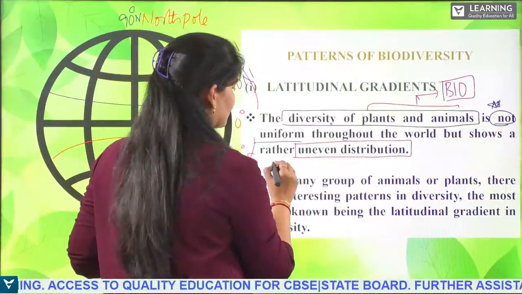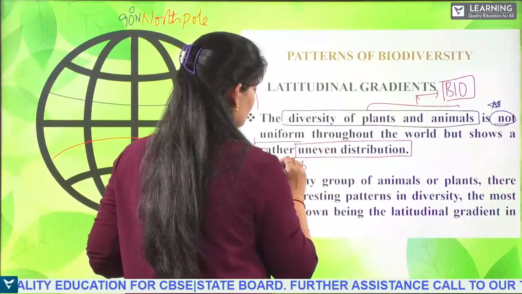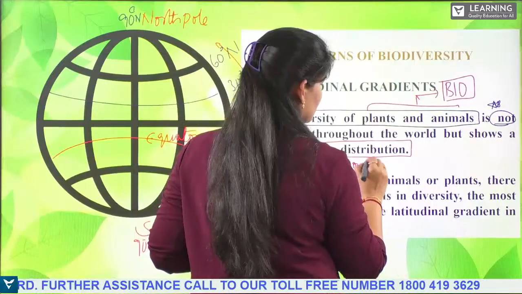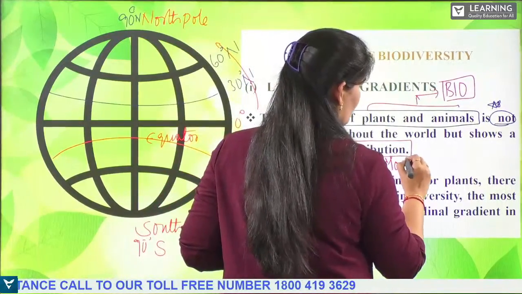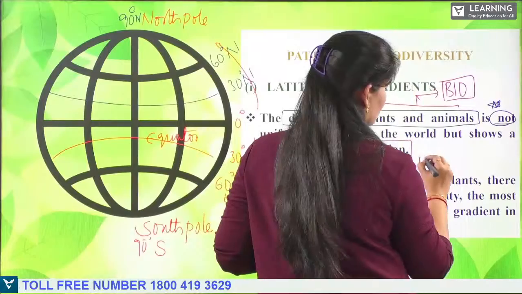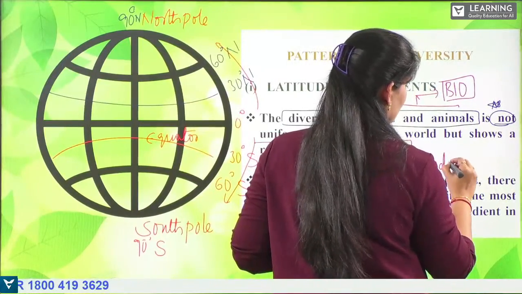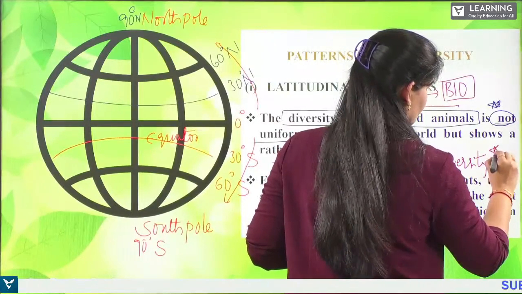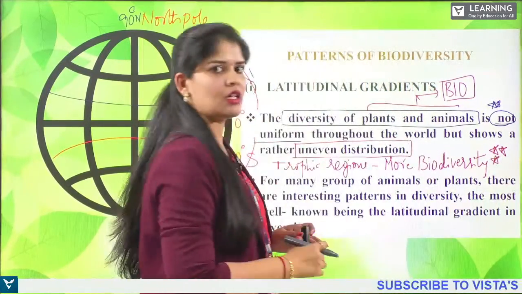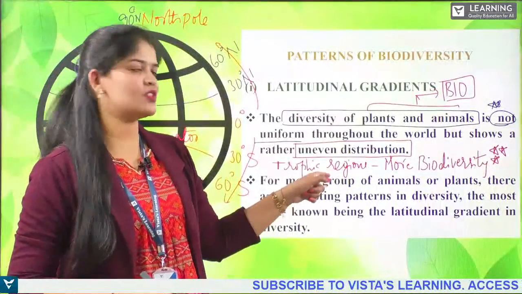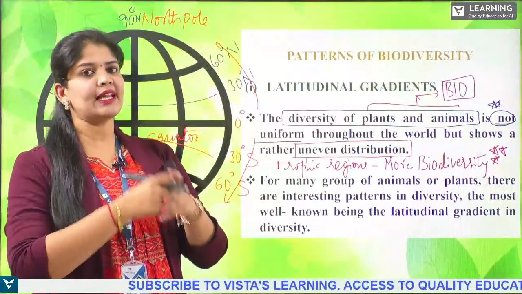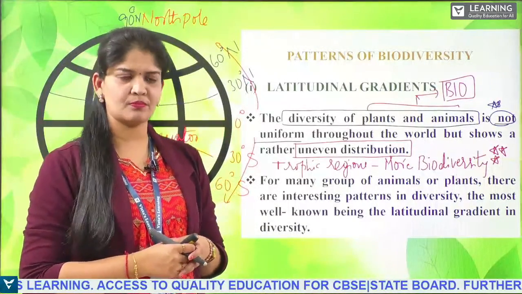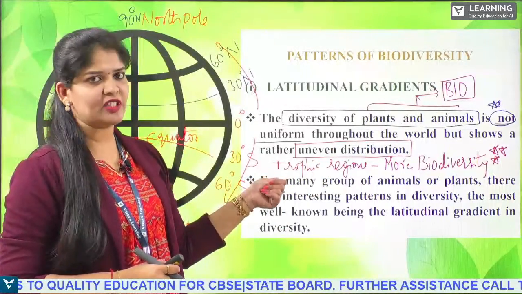That is what we say: tropical regions show more biodiversity. This is very, very important. When compared to temperate regions, we can see less biodiversity in temperate regions and more biodiversity in the tropical regions.